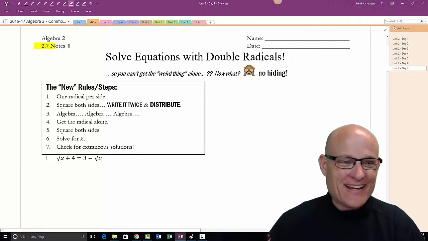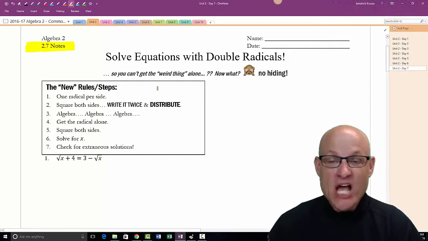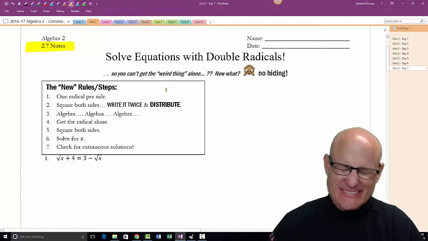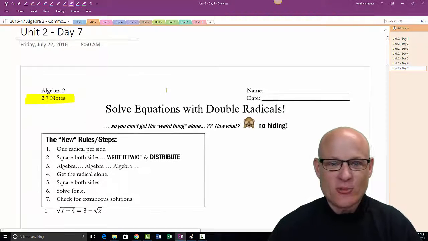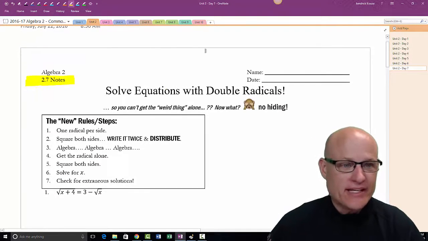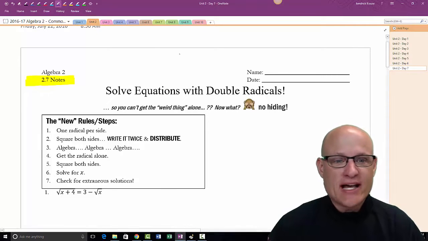We made it. We made it. Day 2.7. Doesn't that mean like the really hard stuff? Sort of. It should be the harder stuff of the unit at the end, so it's closer to the test.